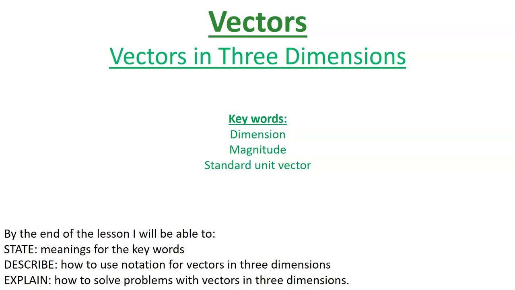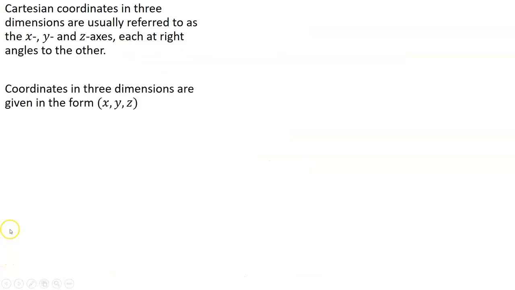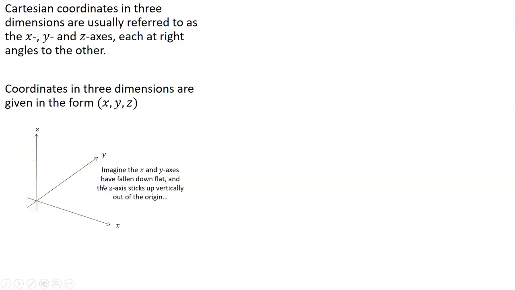So we're going to look at how we write vectors in 3 dimensions and then how we can solve problems with them as well. So Cartesian coordinates in 3 dimensions, we introduce a third axis which we call the z-axis, and coordinates in 3 dimensions are given in the form x, y, z. Now one way to imagine it could be that you lie down the x and y axis so they are flat and then project the z axis out from the origin.